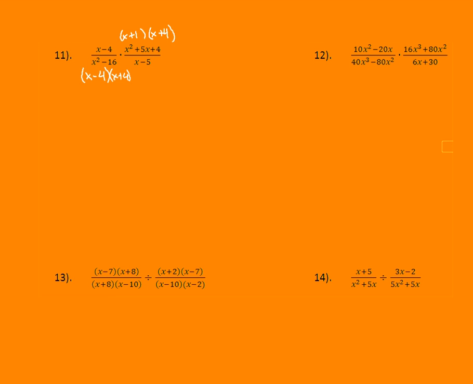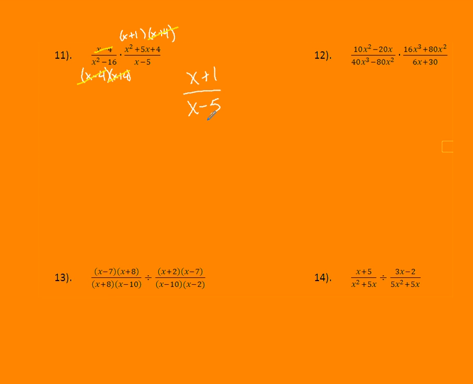So what can cancel out? We have on the top an x minus 4 and an x minus 4 on the bottom to cancel. Over here I have an x plus 4 up top and an x plus 4 on the bottom that will cancel. So the only thing that I have left is an x plus 1 up top and an x minus 5 on the bottom. So there is your reduced, simplified expression.